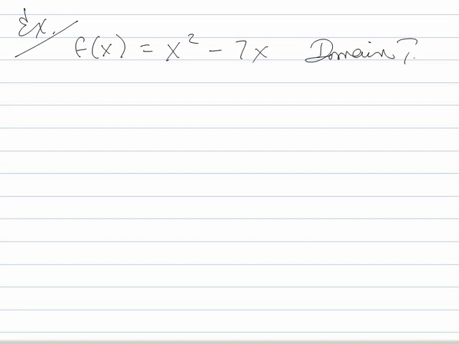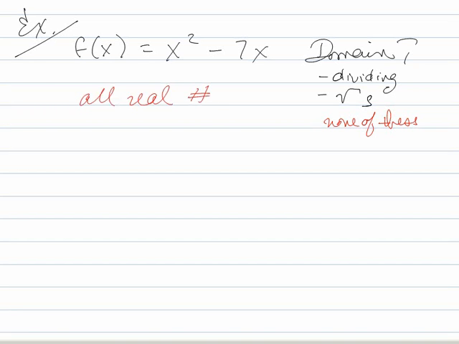Let's try another. What about this one? f of x is equal to x squared minus 7x. What's the domain? All right, well, here's the deal. The only two things we're looking for, remember, are dividing and square roots. Do we have either division or square roots here? No, none of these. That means that our solution is all real numbers. We have no problem here. Our solution goes from -infinity to infinity.